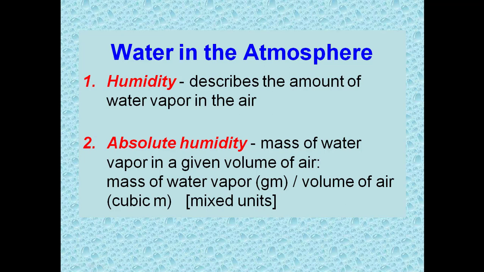Now we introduce a second term called absolute humidity. Absolute humidity is simply if you were to extract all the water out of the atmosphere and measure that amount, how much water would you actually have? So think of a dehumidifier. If you've ever had a dehumidifier in your basement, what does a dehumidifier actually do?